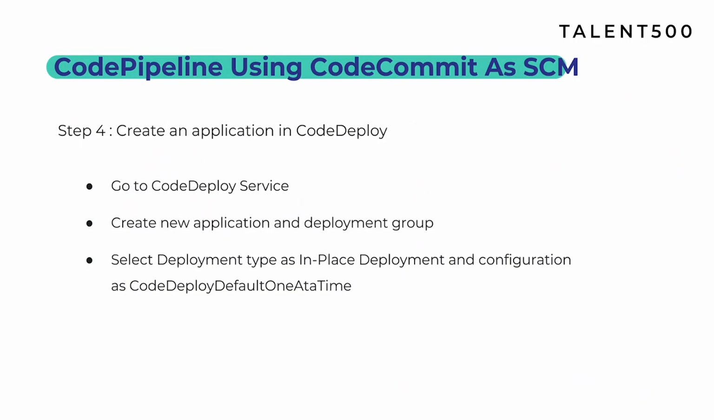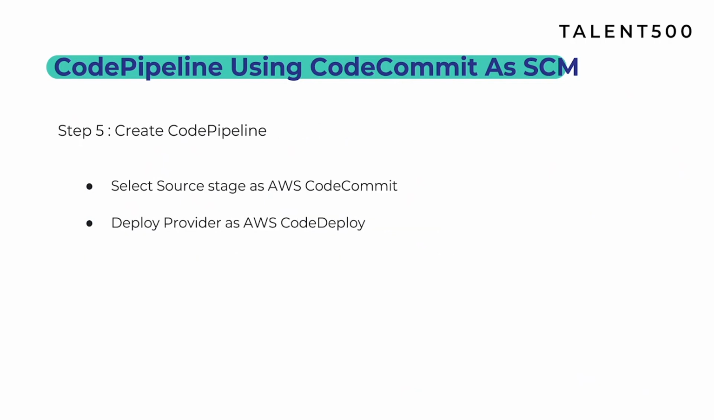Then you'll go ahead and create a CodeDeploy application. There are two parts: you create an application and a deployment group. For the application, you just do a basic setting, and in the deployment group you specify how the deployment is going to be. Will it be all at once or in batches? Since we are using only one EC2 instance, we'll go for the CodeDeploy default, one at a time. And then finally we'll create a pipeline.